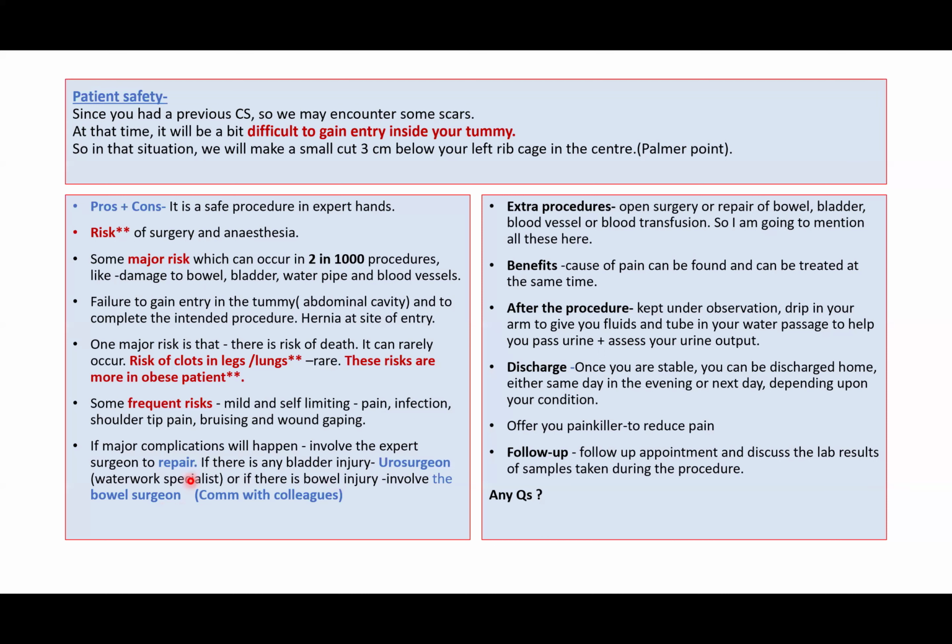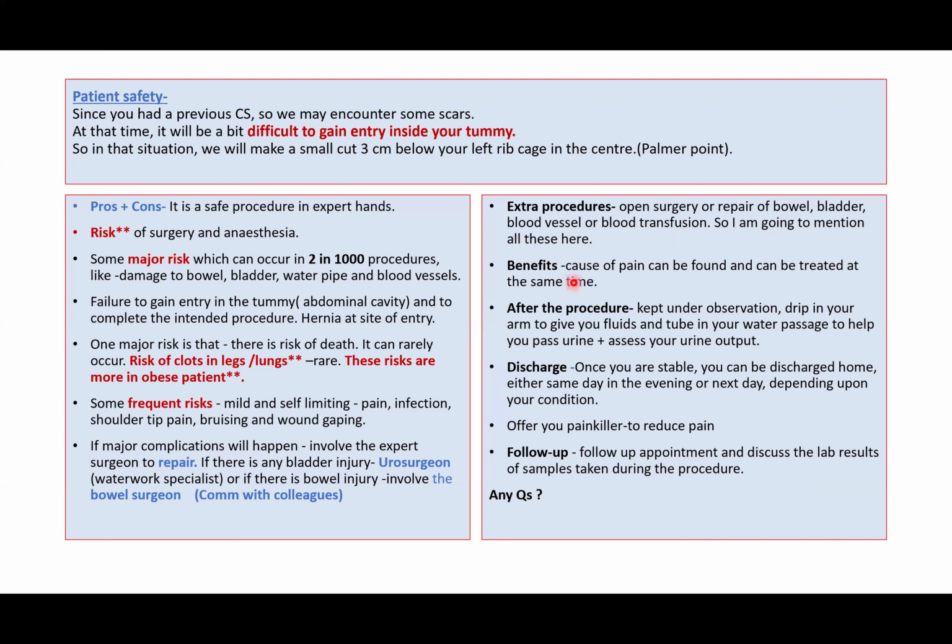If there is bowel injury, then we have to involve the bowel surgeon for the repair. So this will be your communication with colleagues, involving the urosurgeon, bowel surgeon, and anesthetist to discuss the anesthesia. This is all communication with colleagues. What are the other extra procedures? So we discussed the repair of bowel and bladder. Open surgery can also be needed, or repair of bowel, bladder, or blood vessel, or even blood transfusion if there is excessive bleeding. So I'm going to mention all these here.